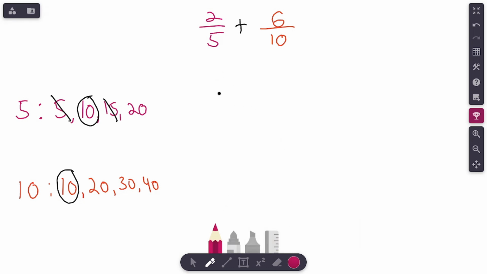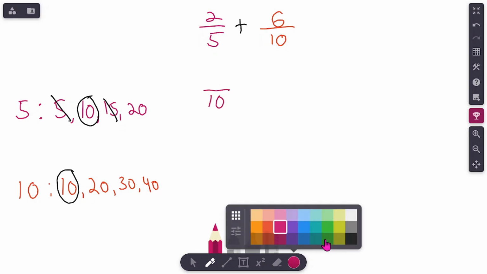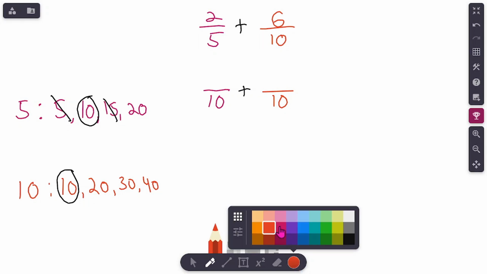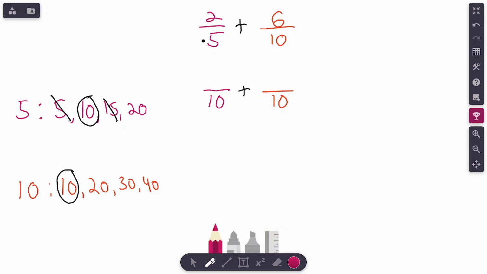Okay, so we know that the denominators for both of these fractions are going to be 10. So I'm going to go ahead and write that to where the denominators are 10. And now let's figure out how to make this happen. Let's create an equivalent fraction for 2/5. Okay, so we're going to multiply the denominator 5 times what? 5 times what gives you 10?